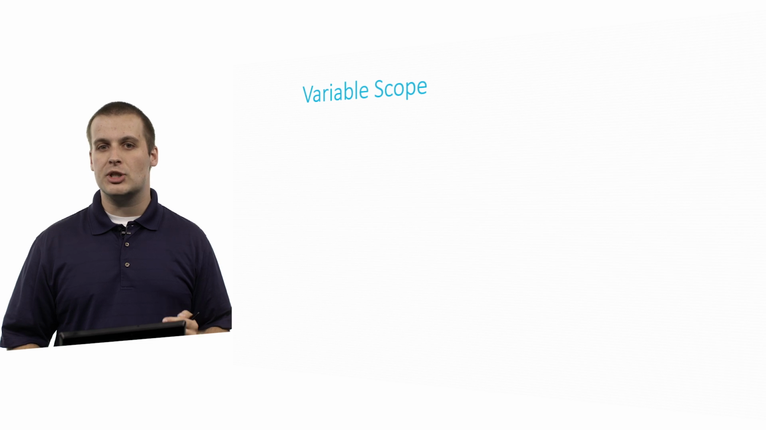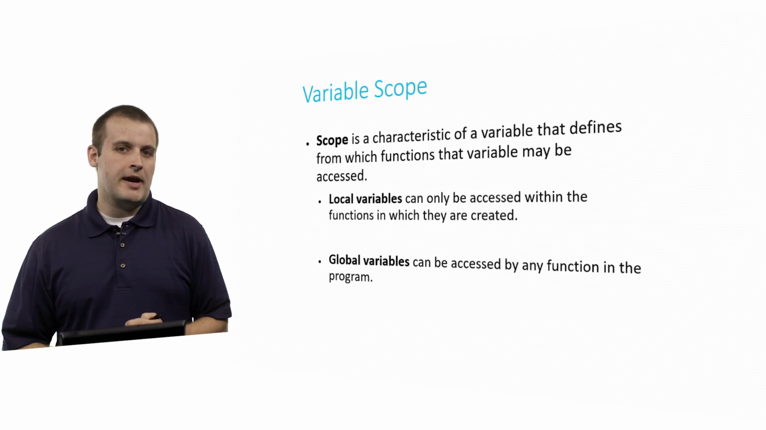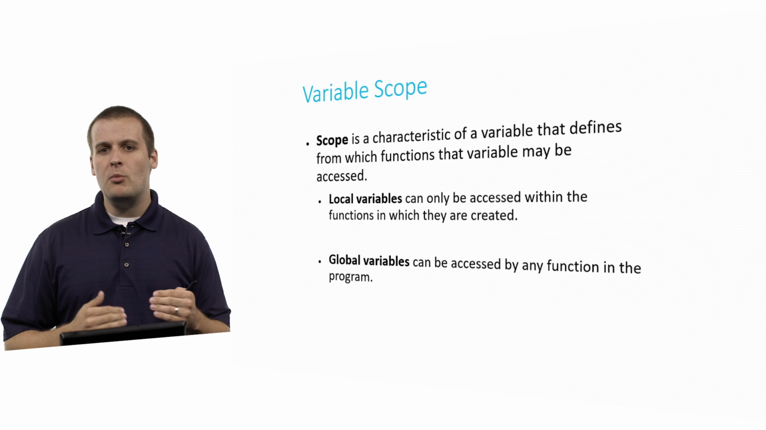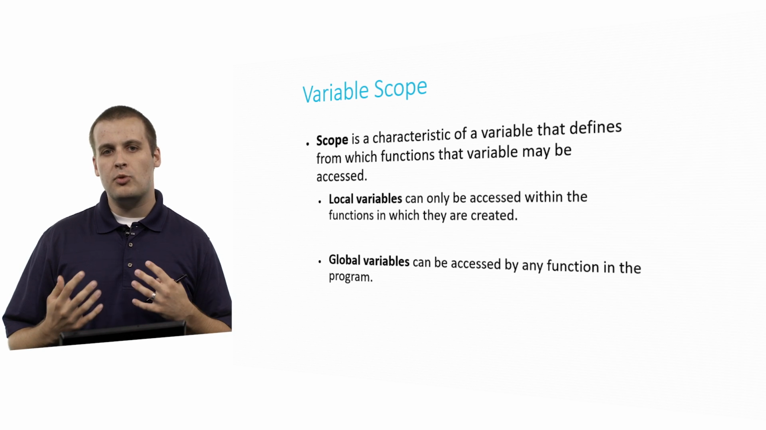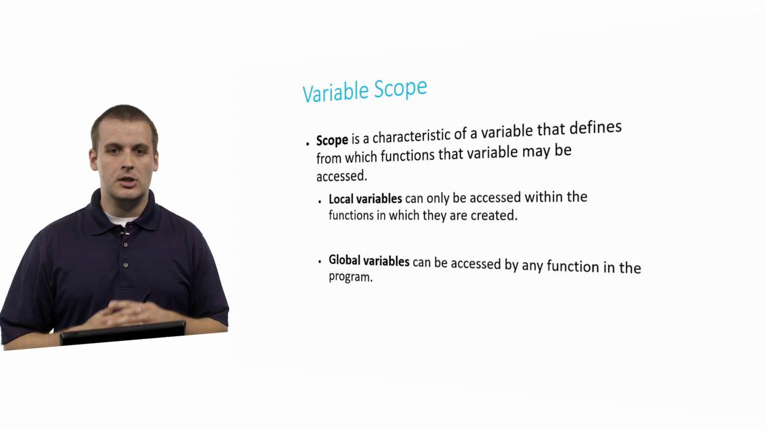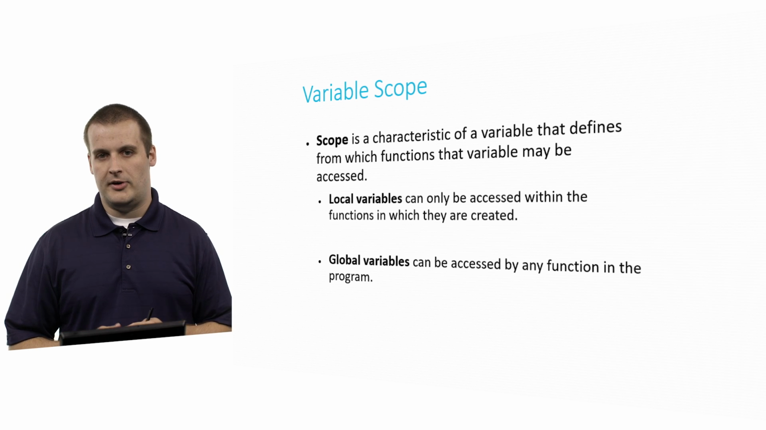As you start working with functions, another thing is going to become really important to understand, which is the concept of variable scope. Scope is a characteristic of a variable that defines from which functions that variable can be accessed. There are two primary scopes in C: local variables and global variables.